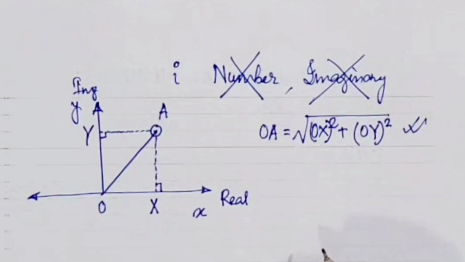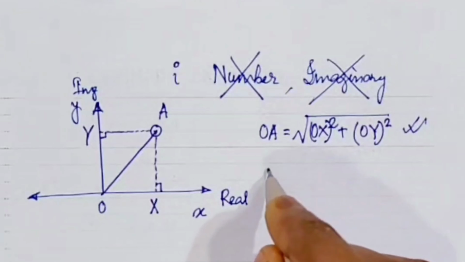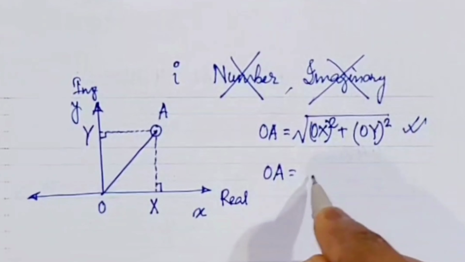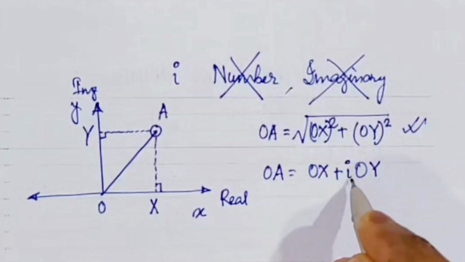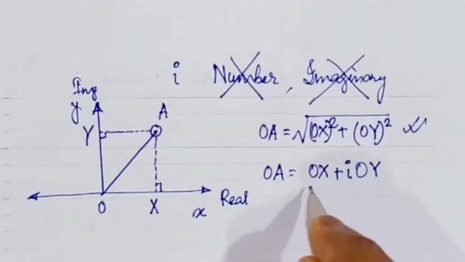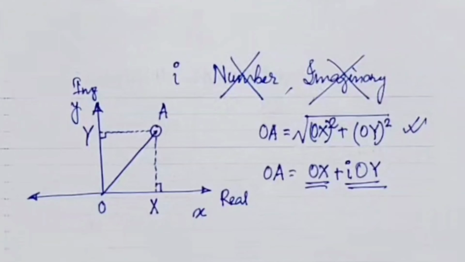So the way we write this is that OA is OX plus i OY. This is the real part, this is the imaginary part. Now, i is neither a number nor imaginary. Why do I say that? i basically explains that there is a possibility of a vector rotating in such a way that it leaves the x-axis and the tip of that vector can be anywhere on this 2D page.